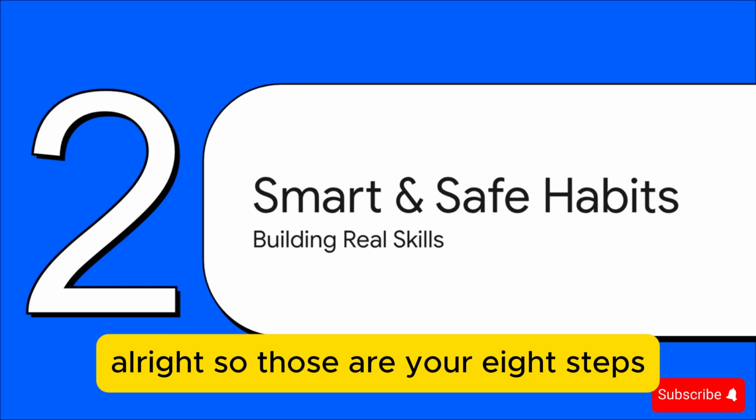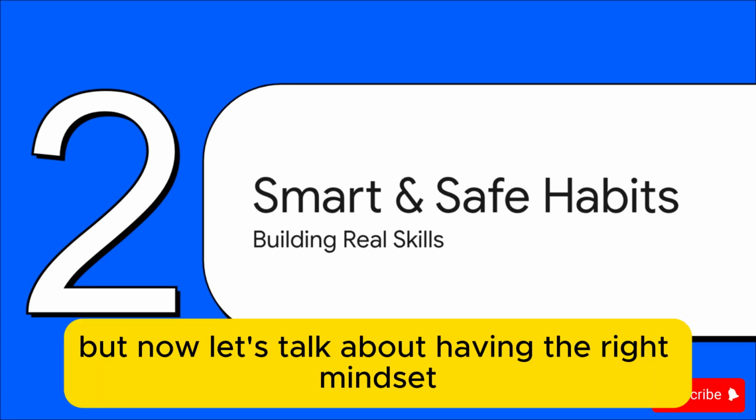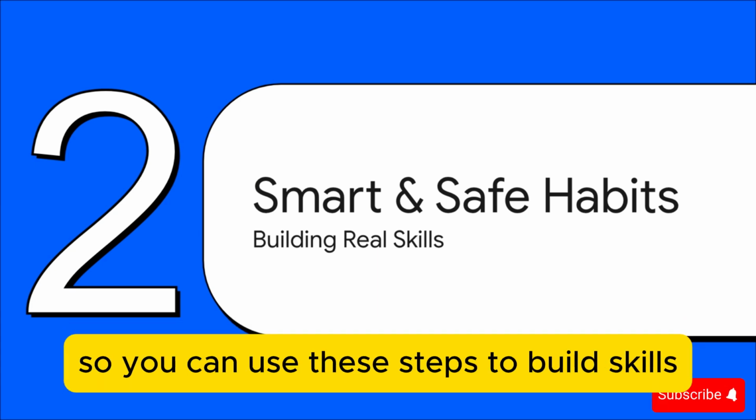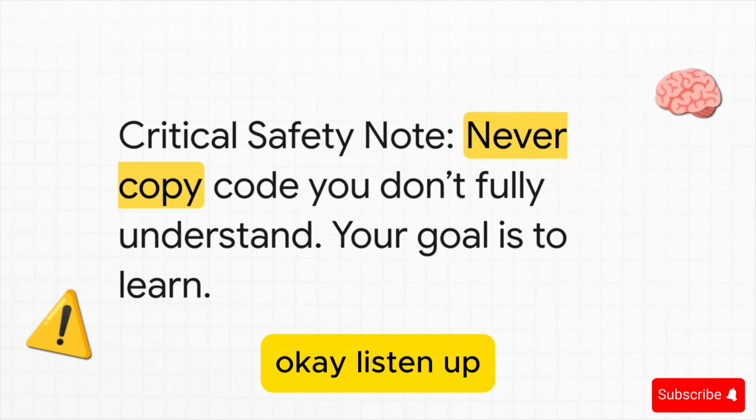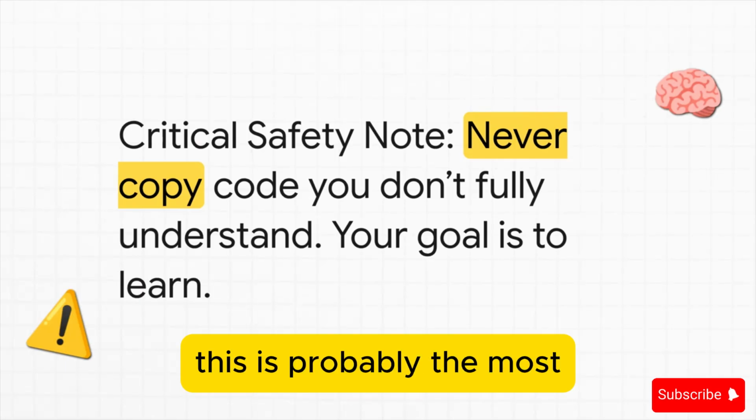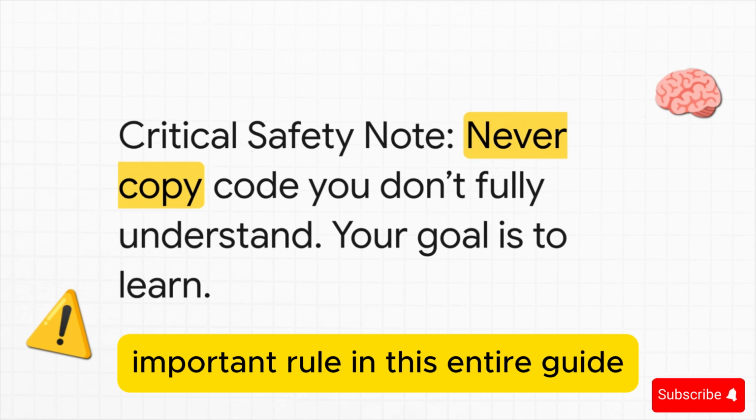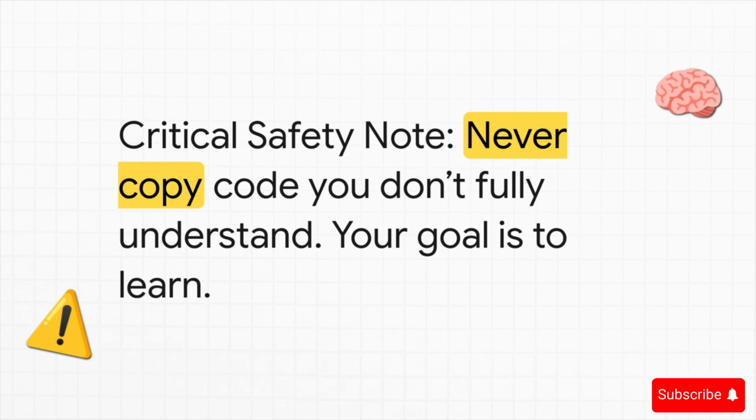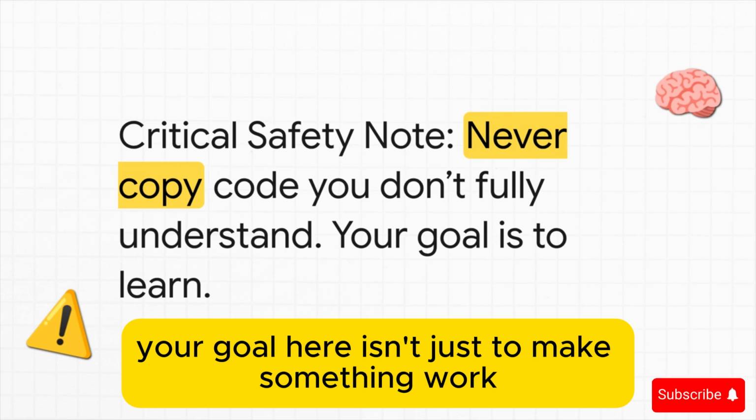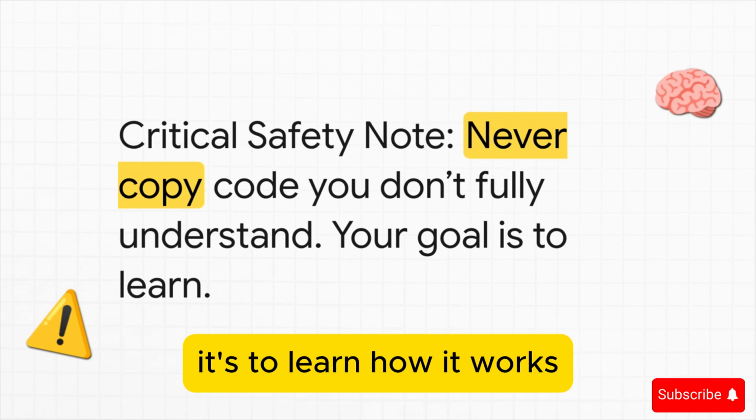All right, so those are your 8 steps, that's your game plan. But now let's talk about having the right mindset so you can use these steps to build skills that really last. Okay, listen up. This is probably the most important rule in this entire guide. Never copy and paste code that you don't fully understand. Your goal here isn't just to make something work, it's to learn how it works.